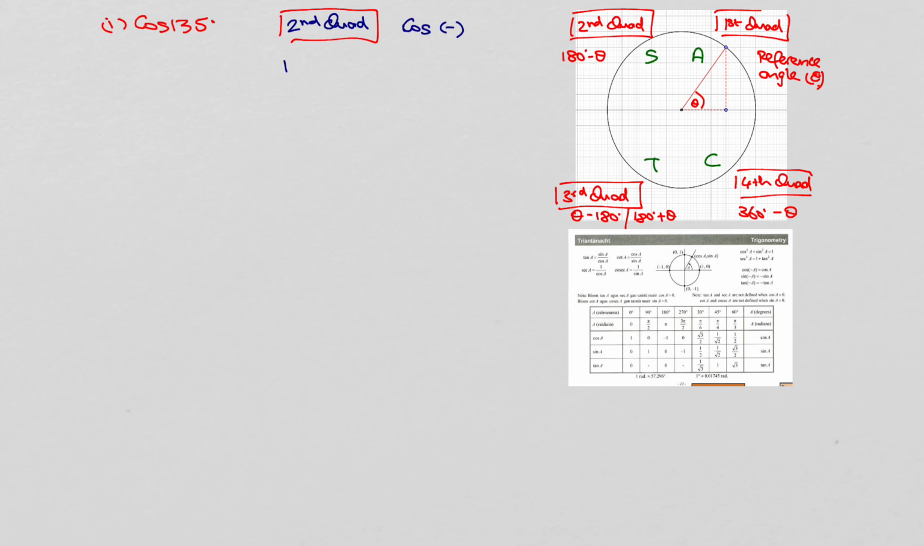We need to find our reference angle. So it's 180 degrees minus theta is the rule. So 180 degrees minus 135 degrees gives me the reference angle of 45 degrees.